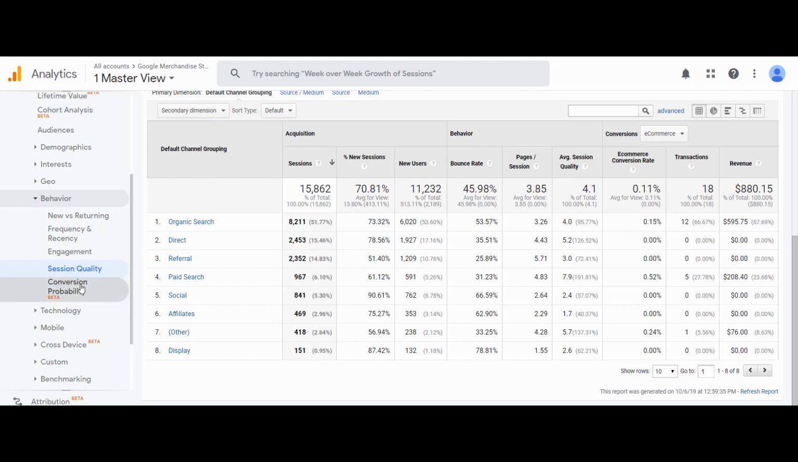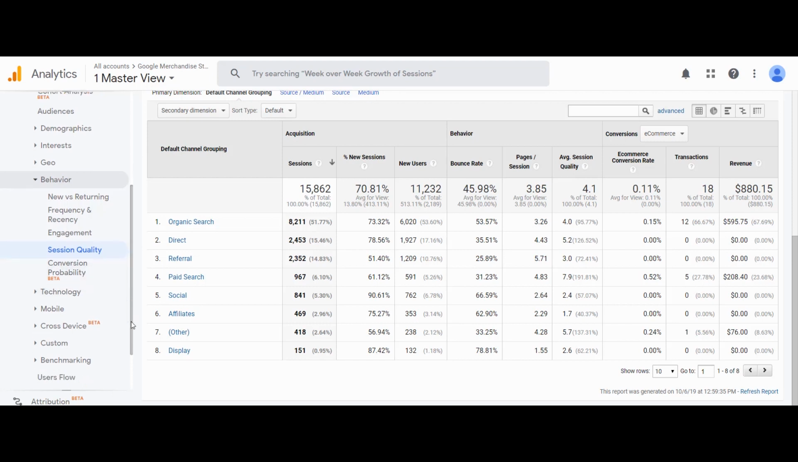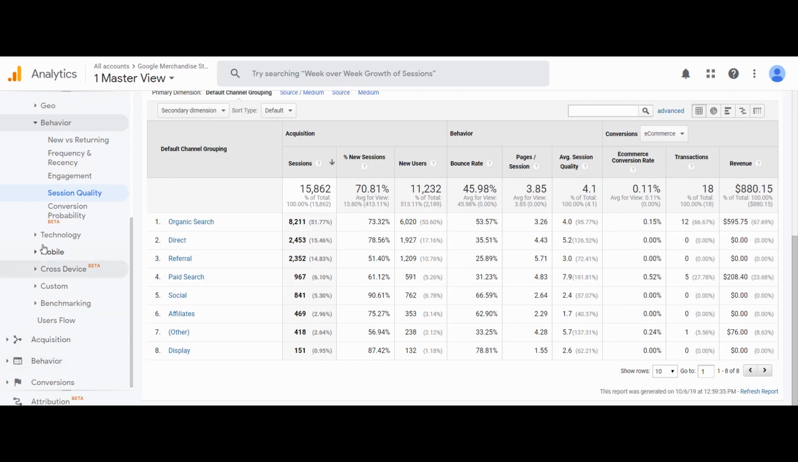It is an estimate of the probability of the particular user converting, ranging from 1 to 100, calculated for each user. A value closer to 1 indicates a low probability of conversion, while a value closer to 100 indicates a high probability of conversion. Next, we have the technology.